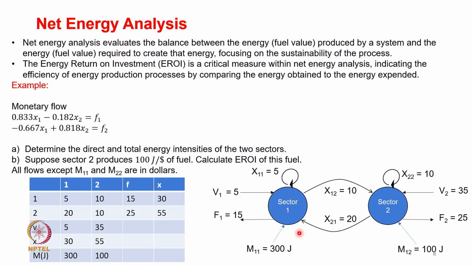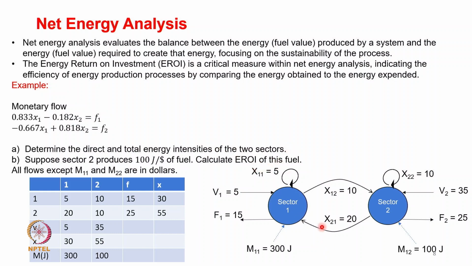You say that there are two sectors, and they interact with each other. x12 is 10, x21 is 20, x11 has a self loop of 5, x22 has a self loop of 10, and f1 is going out. You can see that there is also external energy, m1 which is 300 joules here, and m2 which is 100 joules here. What we are interested in here is to determine the direct and total energy intensities of the two sectors.